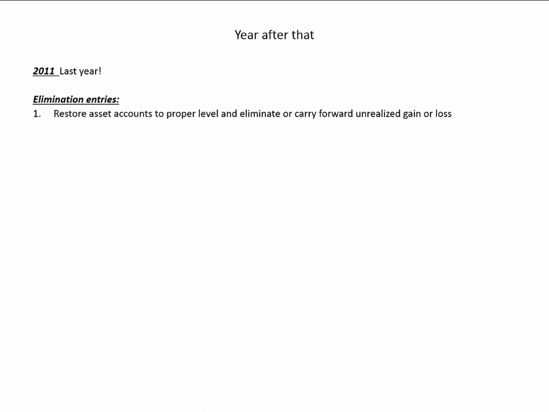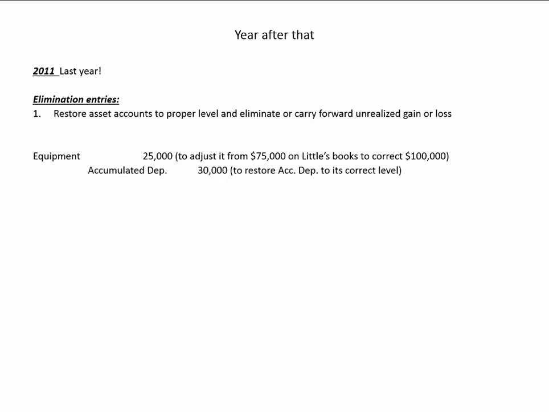2011, the third and final year of the asset's life. And again, we carry forward these values. The equipment account once again gets adjusted upward from $75,000 to $100,000. Accumulated depreciation, we're now carrying forward $30,000. Last year in the first entry we credited accumulated depreciation for $35,000, and then we debited it for $5,000. So we're carrying forward $30,000.